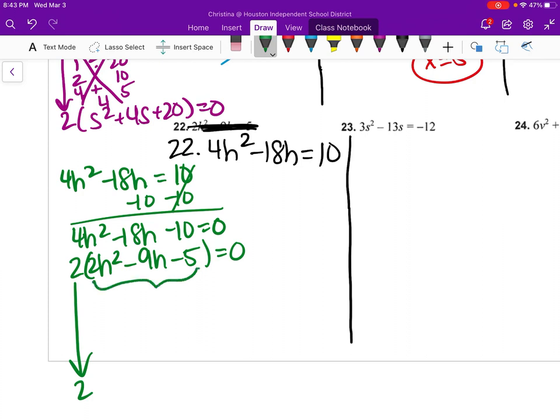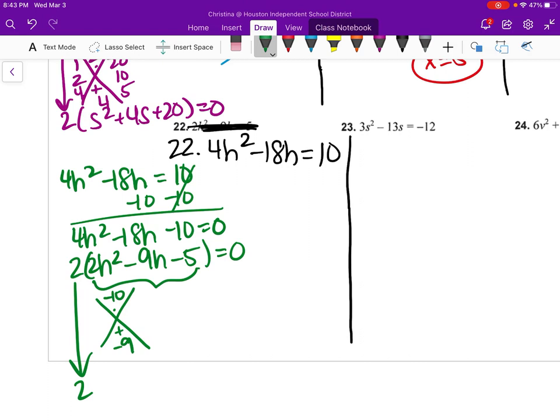If you are running out of space, pause the video now and move this to the back side of your page. Okay, let's finish this up. If I was to solve this, my a value is 2, b is -9, and c is -5. So that means I'm going to have -10 on top, -9 on the bottom.